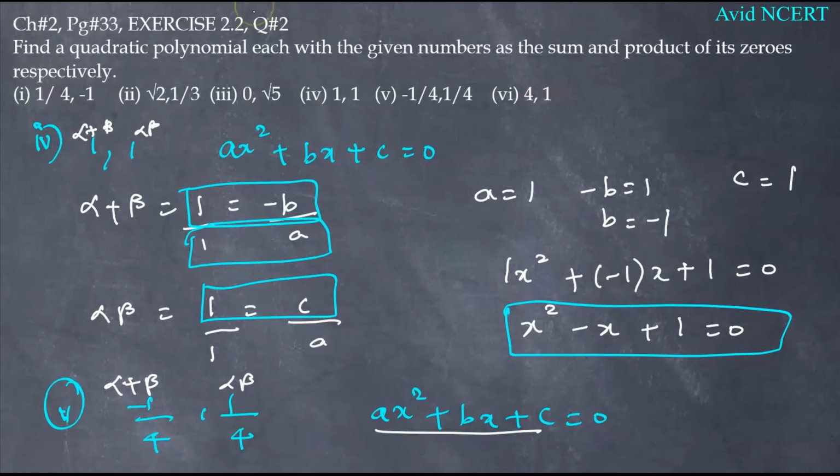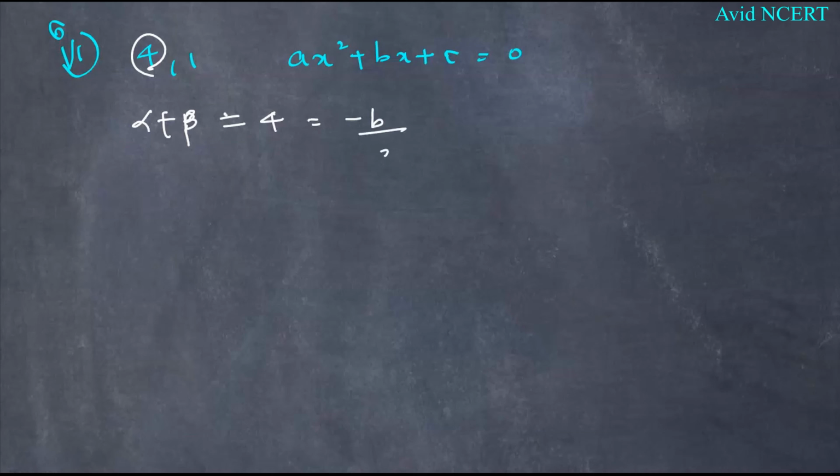Now to solve the sixth problem, 4, 1. Again we have to find ax square plus bx plus c equals 0. We have to find the a, b, c values. So to find them, we have to use the zeros. Alpha plus beta equals 4, which equals minus b by a, and alpha beta equals 1, which equals c by a.